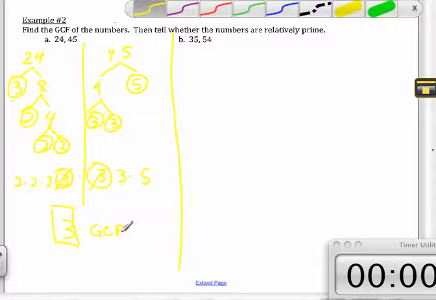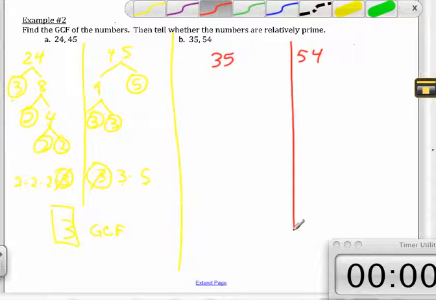Amazing. All right. Let's look at 35 and 54. Tut, break down 35 for me. 7 times 5. They're both prime, right? So that's it. So I'm just going to write 5 times 7.